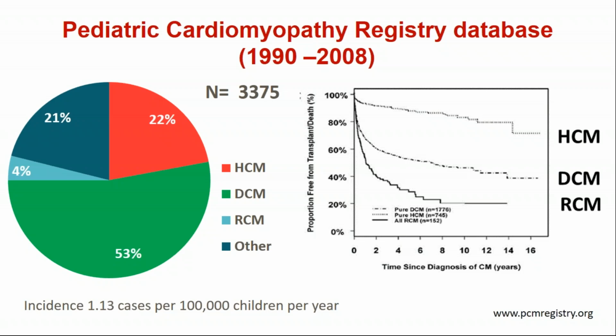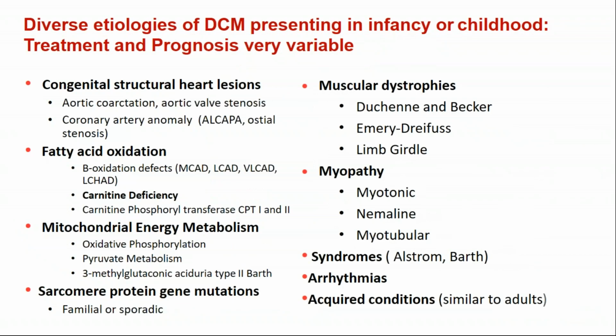We were also able to characterize how you can't group all the cardiomyopathies together. Outcomes, as you can see on the chart on the right, are very different based on what your actual type of cardiomyopathy is. And again, you will have all of these slides uploaded, so I'm not going to go through all the data on all the slides, but I'm giving them to you as a resource. Just as an example, there are so many different causes or underlying etiologies of dilated cardiomyopathy that presents in infancy and childhood, and the treatment and prognosis is very variable.